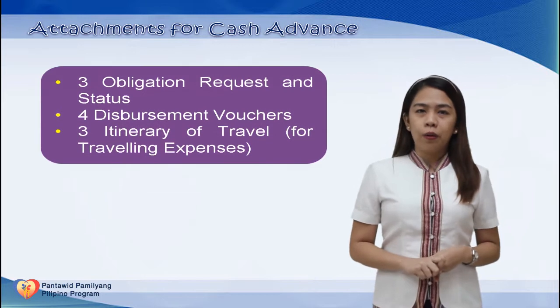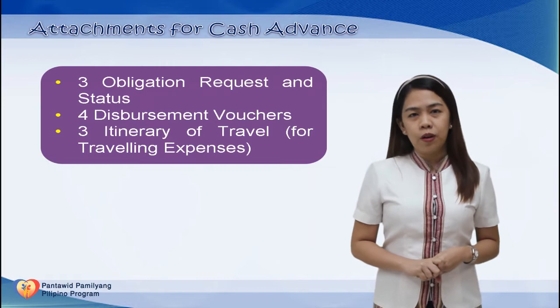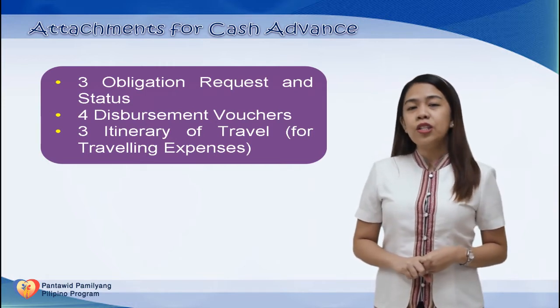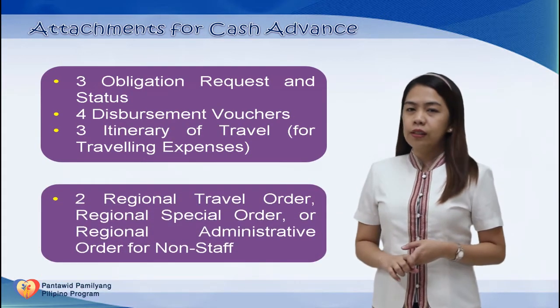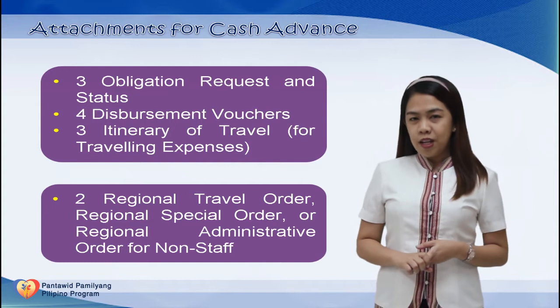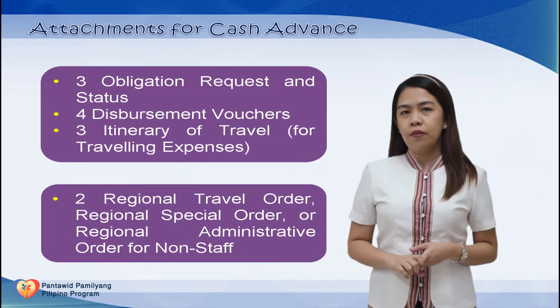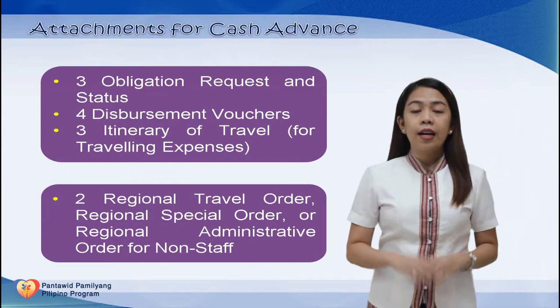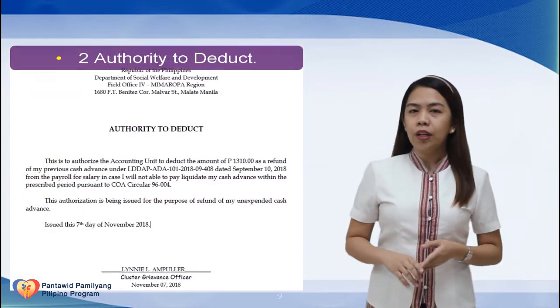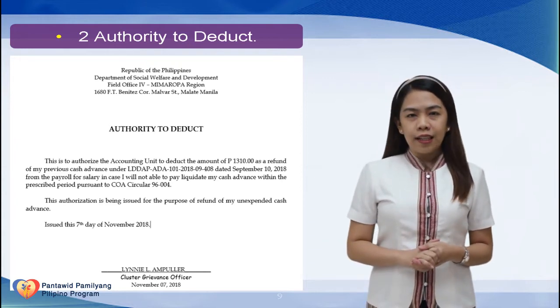First, you have to prepare 3 copies of Obligation Request and Status or ORS, 4 copies of Disbursement Vouchers or DV, and 3 original Itinerary of Travel. Next, 2 copies of Regional Travel Order, Regional Special Order, or Regional Administrative Order for non-staff travel, 1 original copy and 1 photocopy.